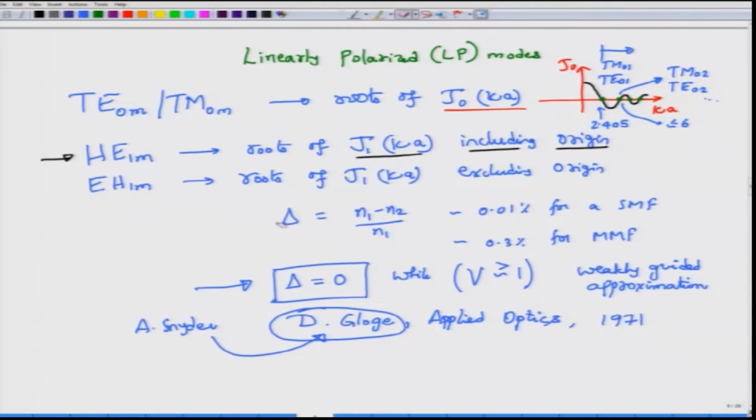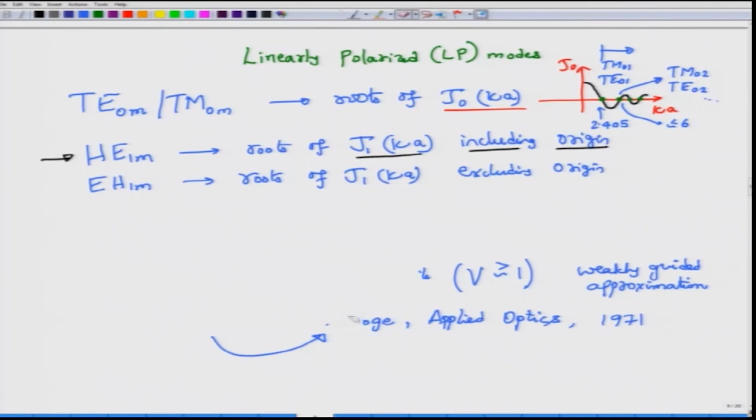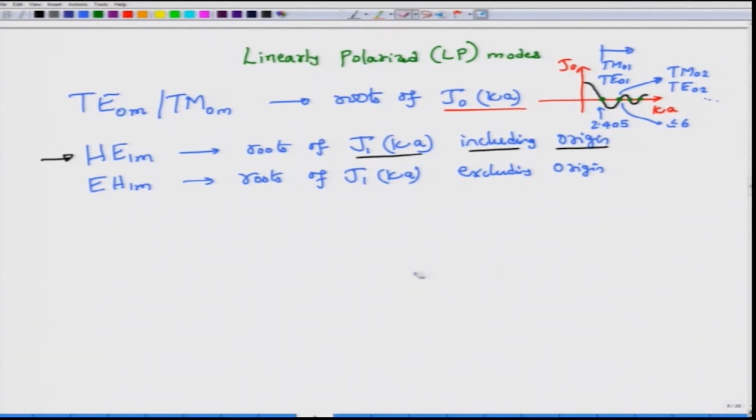So, let me erase all this. I hope you have copied this, or you can go back to the video and look at these things which I am erasing now. But when you look at the Bessel function of order 1, okay, it goes something like this. So, again in terms of kappa A I am plotting this. Bessel function J1 of order 1 starts at 0 at the origin, and then it keeps on going something like this.